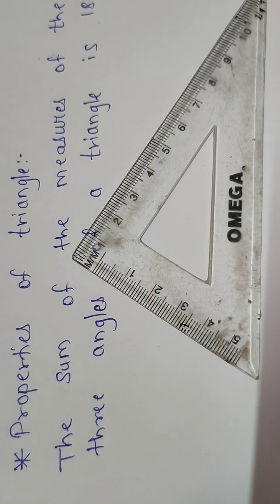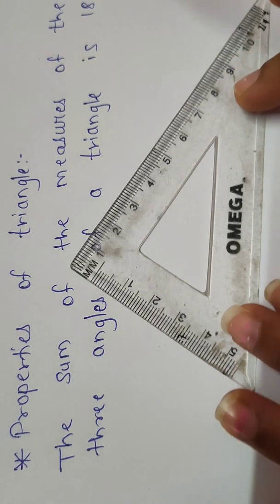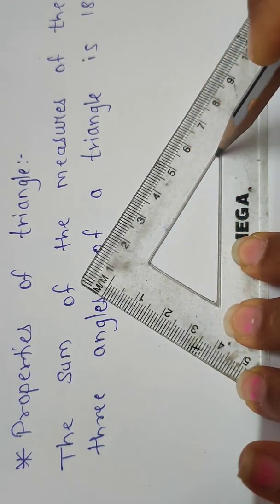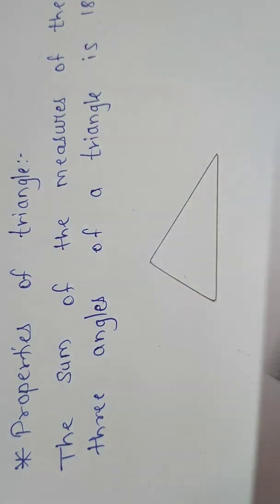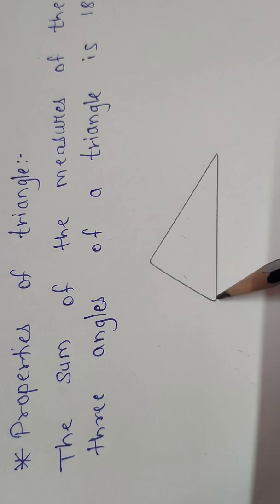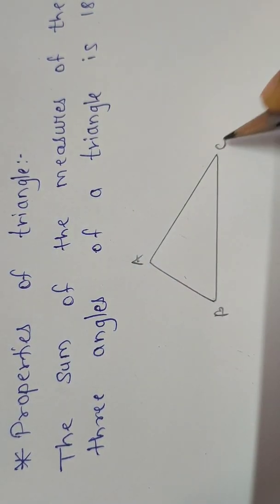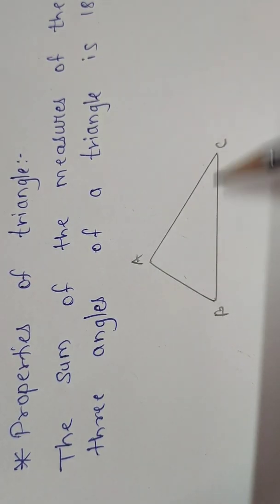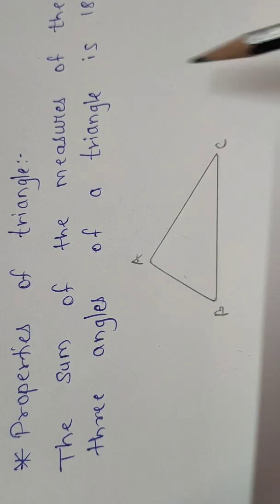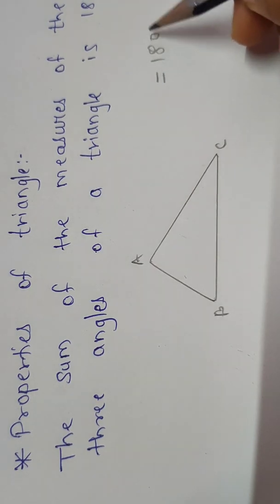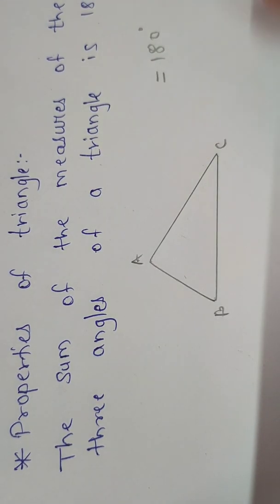I have a set square here and we can draw one triangle with the help of the set square. So I'll just draw one triangle with the help of a set square. Now let's label the angles as A, B, C. We have a triangle ABC. We will measure the three angles of the given triangle and add them. After adding, it should be equal to 180 degrees. Then this rule is satisfied.